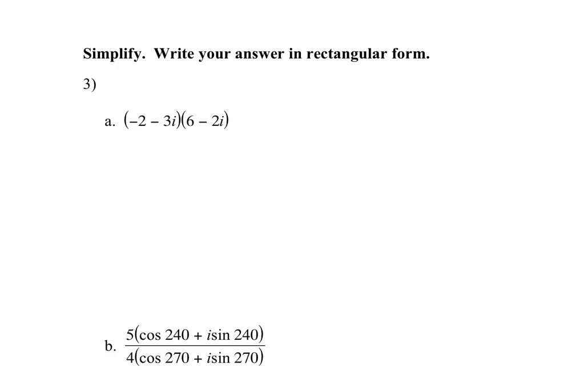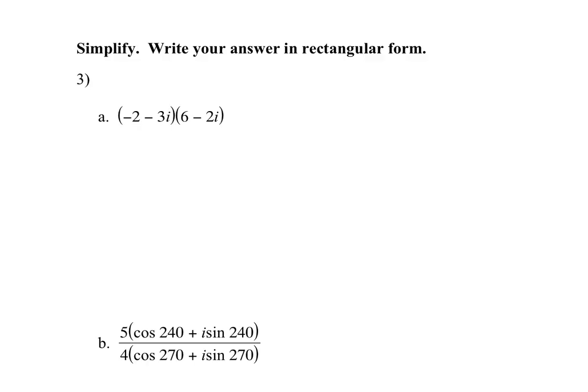Multiplying two complex numbers together, rather than keeping them in rectangular form like that, we're going to convert them to polar form. So first we'll take negative 2 minus 3i. So we need r. So this is 4 plus 9, so that's square root of 13.